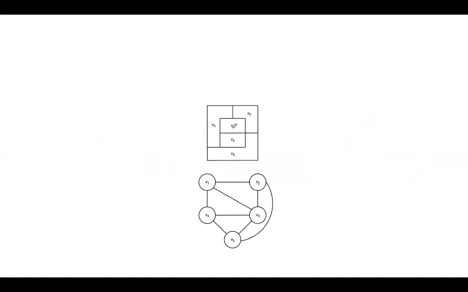It's a map with 5 regions: V1, V2, V3, V4, V5. Each region we can call one vertex. V1 is adjacent to V2, V3, and V4. So you have to draw the edge between V1, V2, V3, and V4. V2 is adjacent to V3 and V5. Draw the edge to V5. And V3 is adjacent to V2 and V5.